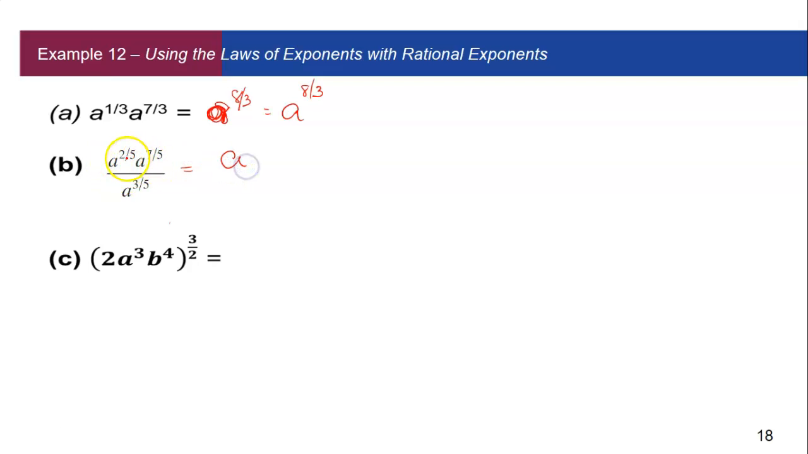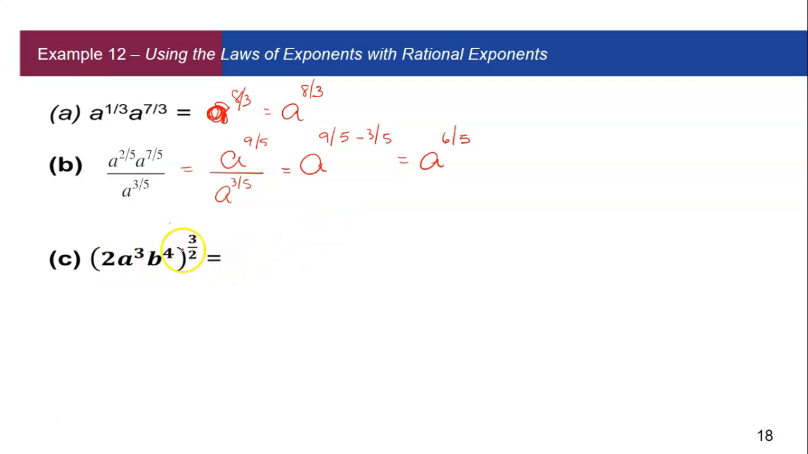Okay, on this one, we've got to combine these together. So we're going to have a to the 9/5 over a to the 3/5. If you remember, when we're dividing like bases, we subtract our exponents. So we're going to have a to the 9/5 minus 3/5. So we'll have a to the 6/5.